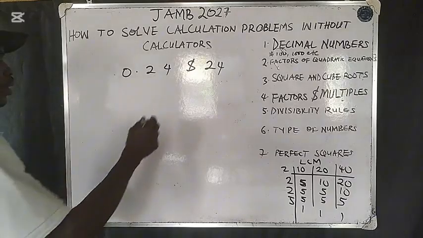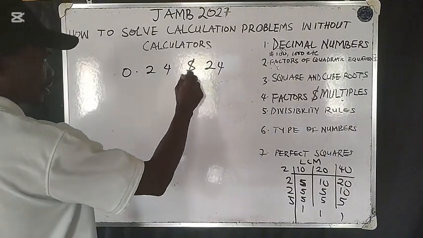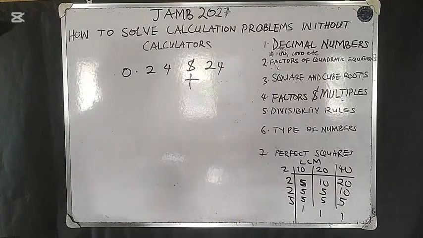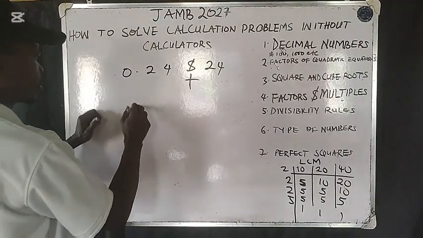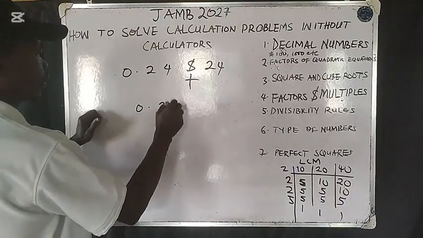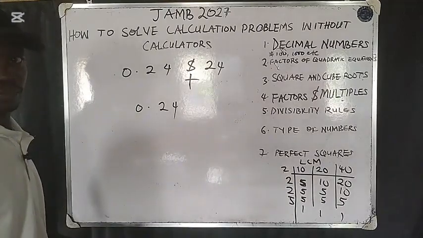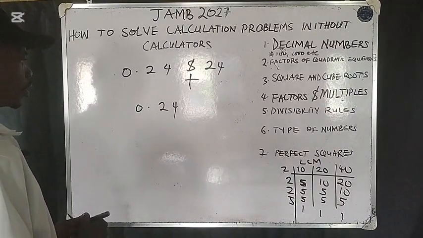Let's say we are adding them first. The first thing we write is what? Okay, this is 0.24. So 24. How do we add 24?